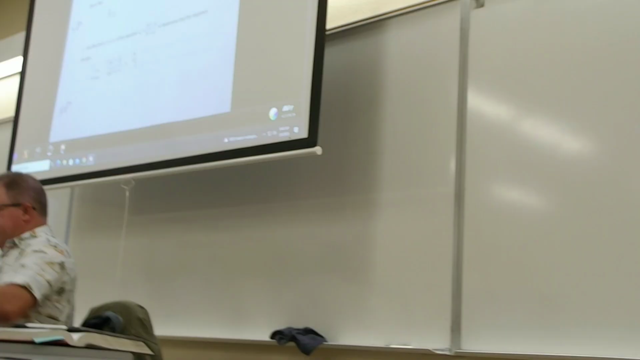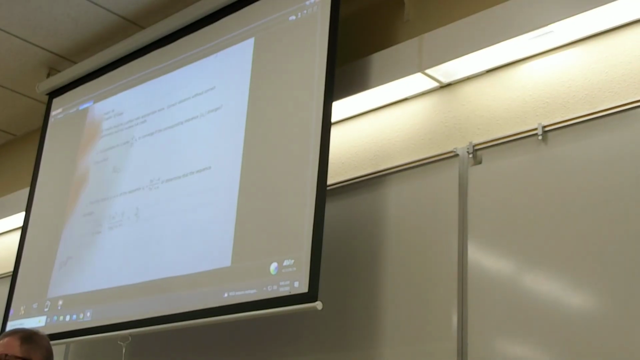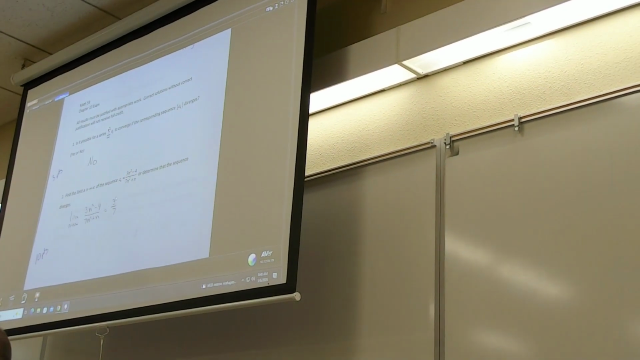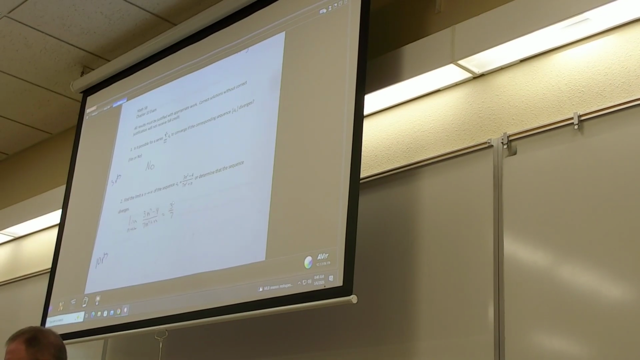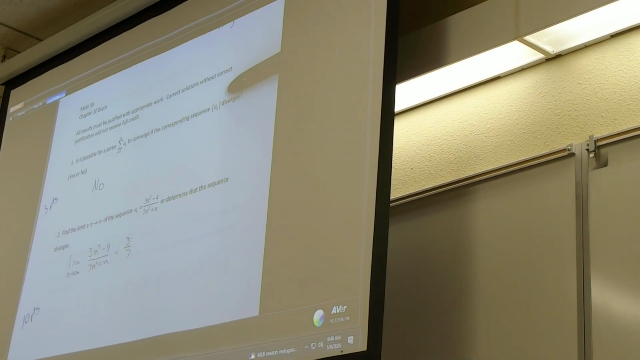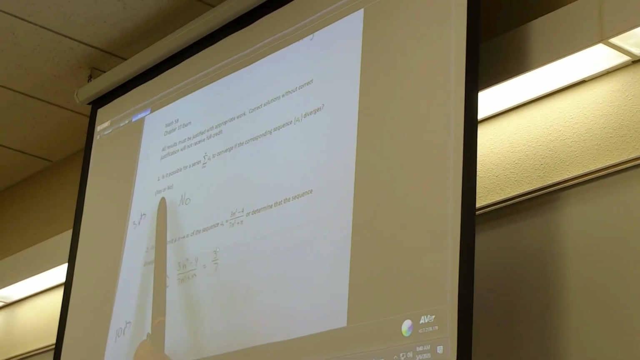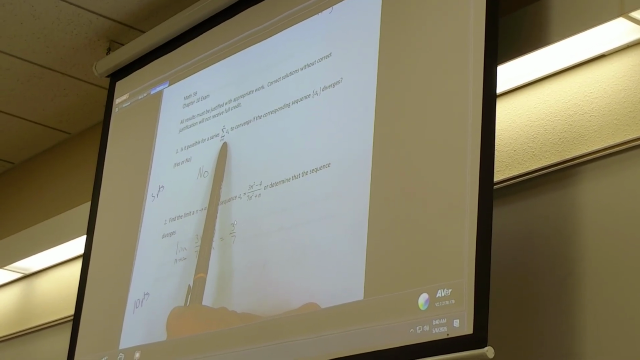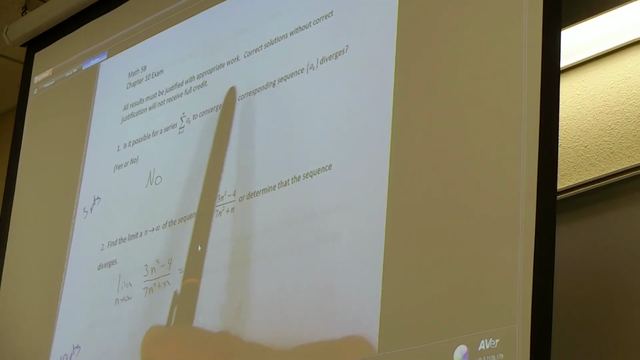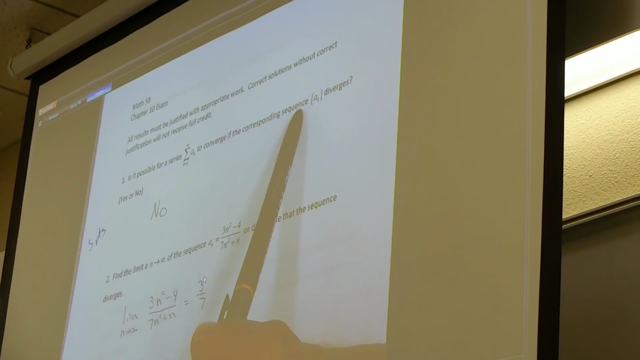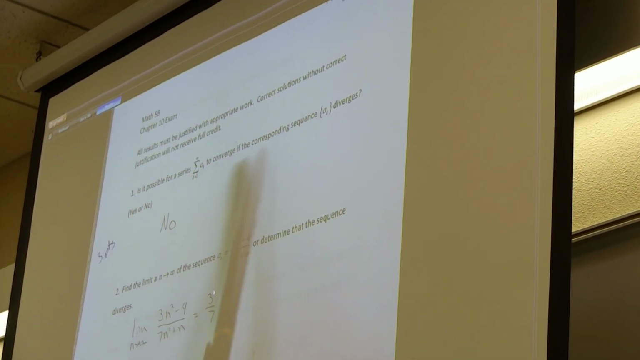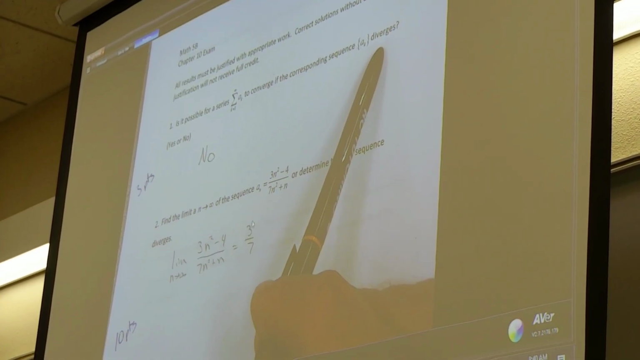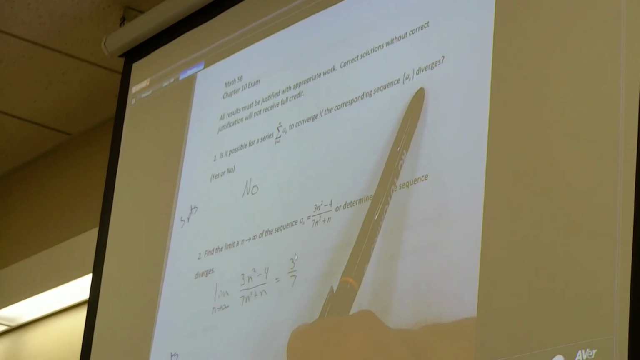So, number one, the divergence test. If the limit of the sequence is not 0, it diverges. So this says, is it possible for a series to converge if the corresponding sequence, that means this expression inside the series, diverges? No, not possible.